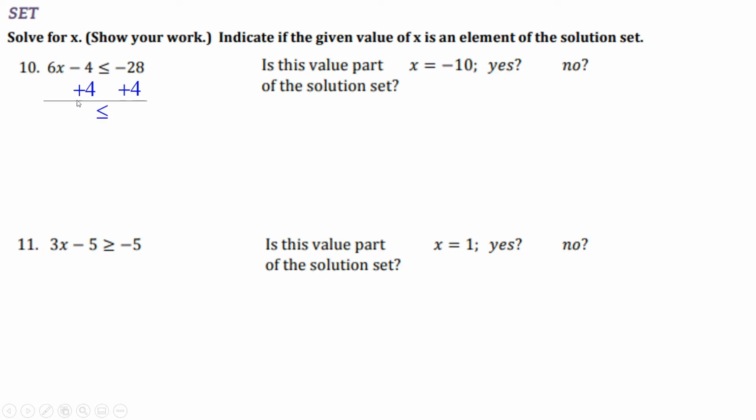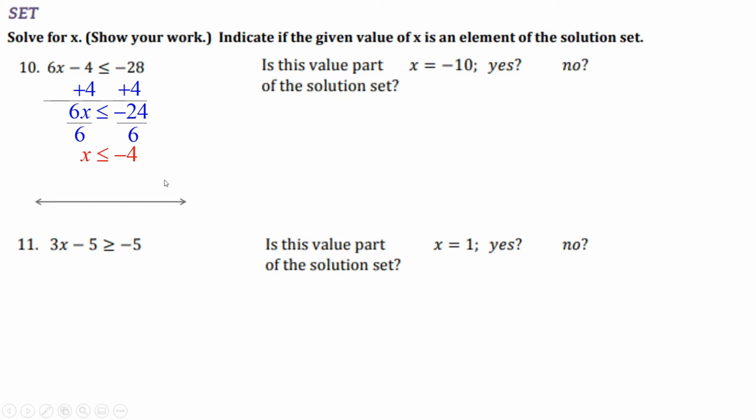Bring down the inequality, and 6x minus 4 plus 4 cancels. And negative 28 plus 4 would be negative 24. And now we're going to divide both sides by 6. Does not affect our inequality symbol. So, on the left, the 6's cancel, leaving the x. And on the right again, a negative over a positive is negative, and 6 goes into 24 4 times. So that's going to be a negative 4.